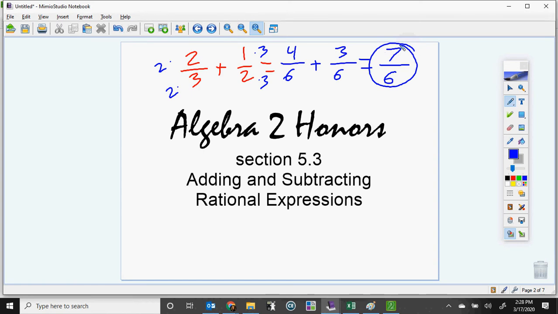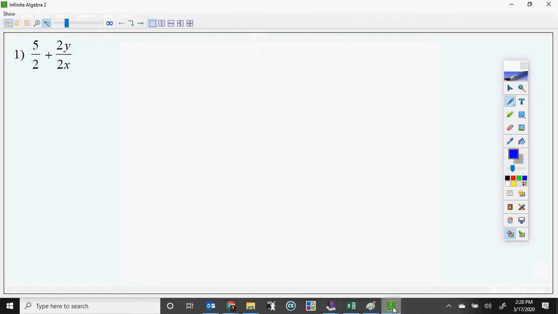Okay, so that's how we add or subtract fractions. And we're going to do the same thing when we throw x's in there. We're going to get our denominators the same and then add the numerators. All right. Your classwork is divided up into groups of 4s. So I'm going to do problems 1, 5, 9, and 13.